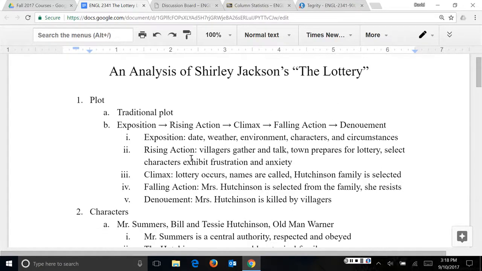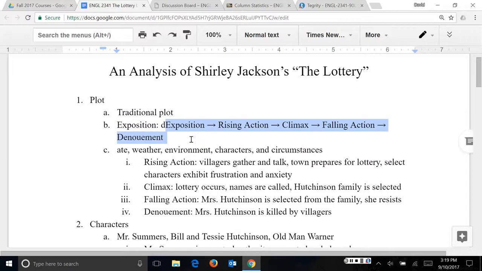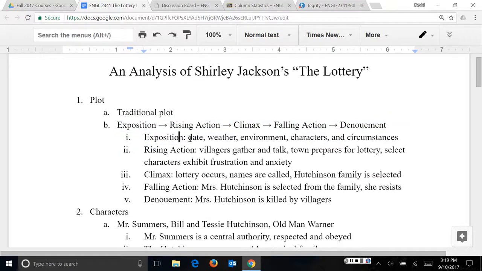Well, you'll find that Shirley Jackson's The Lottery is very much a traditional story in the sense that it follows this structure almost to a T. You'll notice that it begins with an exposition. It tells you the date, June 27th, the morning of June 27th on a summer day.